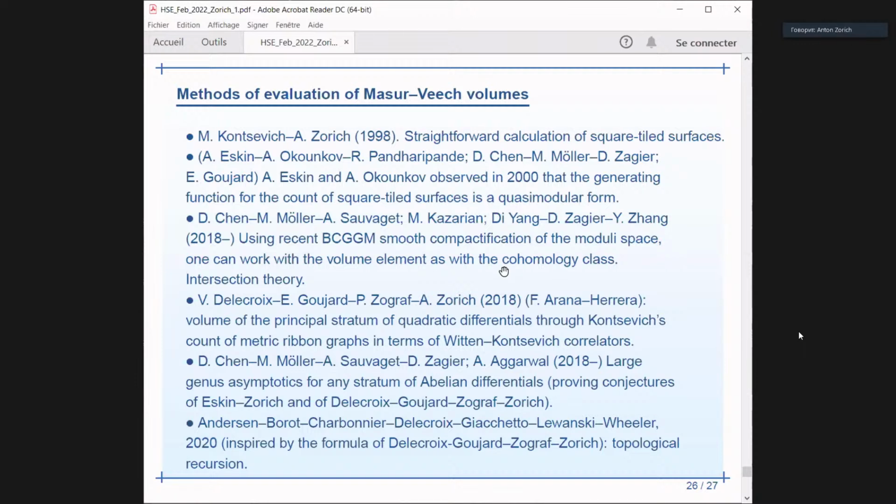So also I hear there's a mention of large genus asymptotics for abelian differentials, which is obtained in parallel by Chen, Müller, Sauvaget, Zagier, and separately by Agarwal by different ways. And also by now there is a formula for the principal stratum by these 7 authors through topological recursion. So there are plenty of advances. There are still open questions.